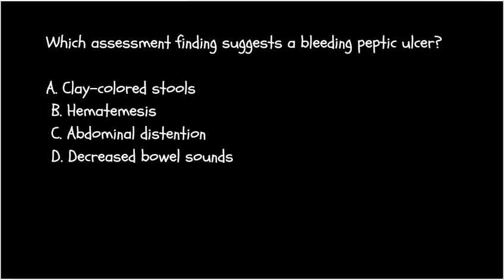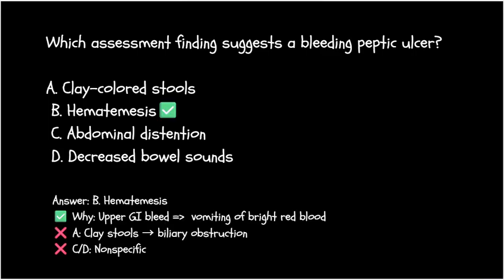Okay, which assessment findings suggest a bleeding peptic ulcer? We have clay color stool, hematemesis, abdominal distension, and decreased bowel sounds. Okay, this is the last question, so hope you got it. It should be hematemesis. If you don't know, don't worry, we're here to learn. What is hematemesis? It's pretty much you just vomiting blood. As simple as that, right? You're vomiting bright red blood.